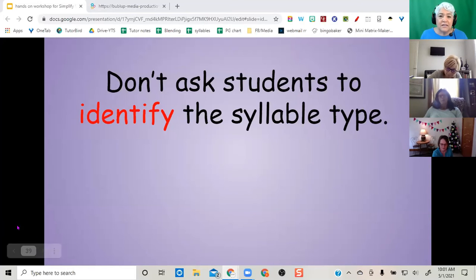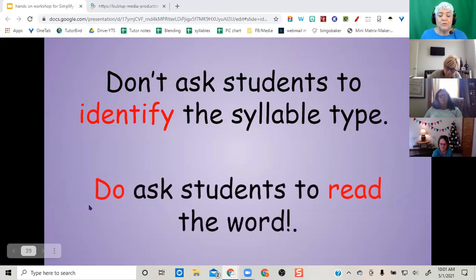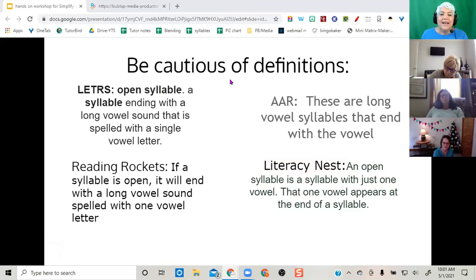Let's not ask students to identify the syllable type, but rather let's ask them to read the word. And part of the issue we see is because people use different definitions of each type of syllable, like open syllable. Open syllable is the worst. That's the one that has the most confusing definitions.